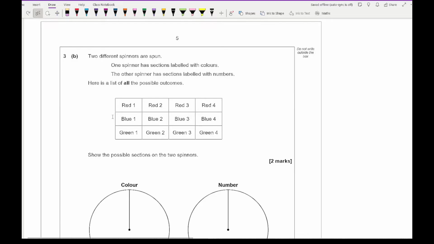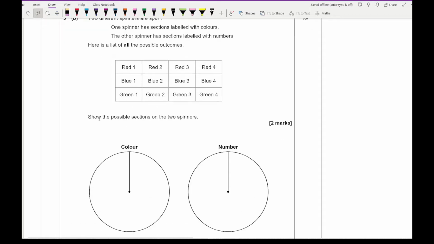Moving on to question 3b, it says 2 different spinners are spun. One spinner has sections labelled with colours, the other spinner has sections labelled with numbers. Here is the list of all possible outcomes, and it says show the possible sections on the 2 spinners. So for colour we can see we've got 3 options. So what we need to do is split this up into thirds now. Again, I'm going to struggle doing this accurately on the computer, so I'm just going to tell you what it should look like, in which each of these sections should be 120 degrees.